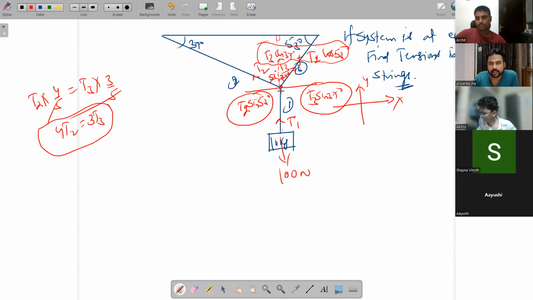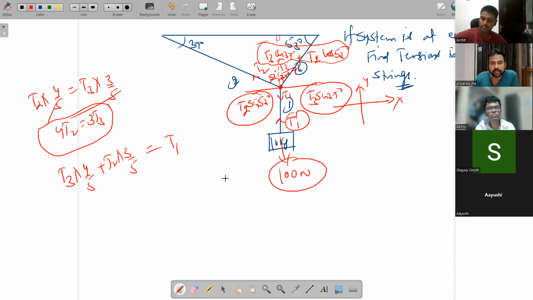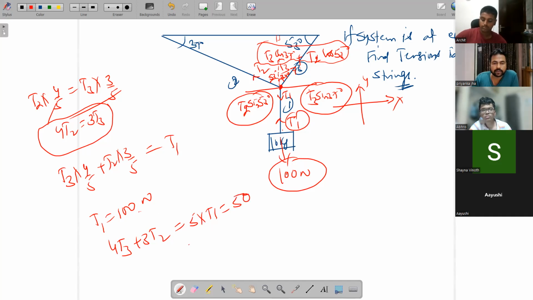So T1 will remain the same here. Tension in this string, so here also T1. So in the vertical direction, T3 cos 37, that is 4 by 5, plus T2 cos 53, 3 by 5, must be equal to this T1. And this T1 must be equal to 100 Newton. So from here, 4T3 plus 3T2 must be equal to 5T1, and T1 is 100. So this is 500 Newton.